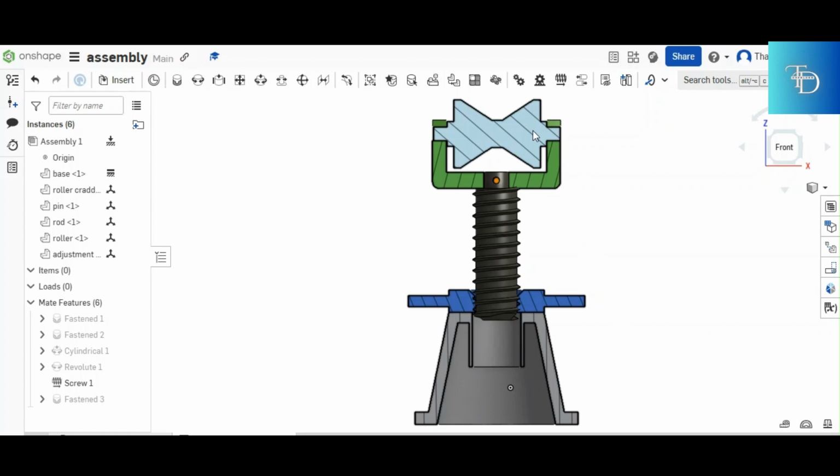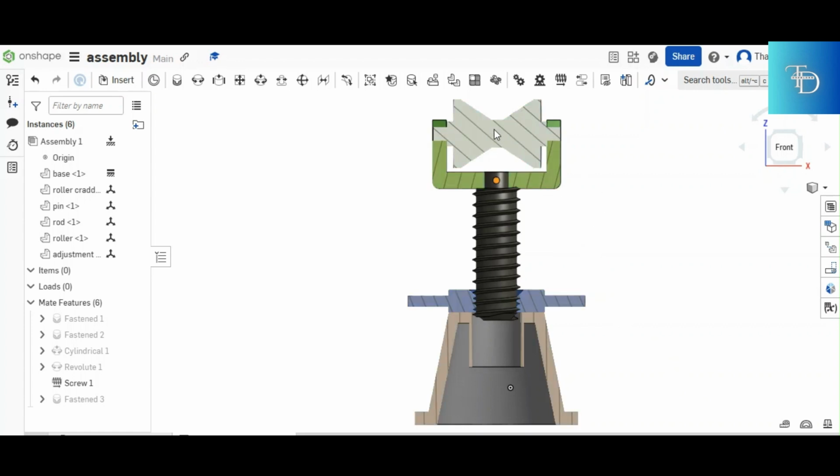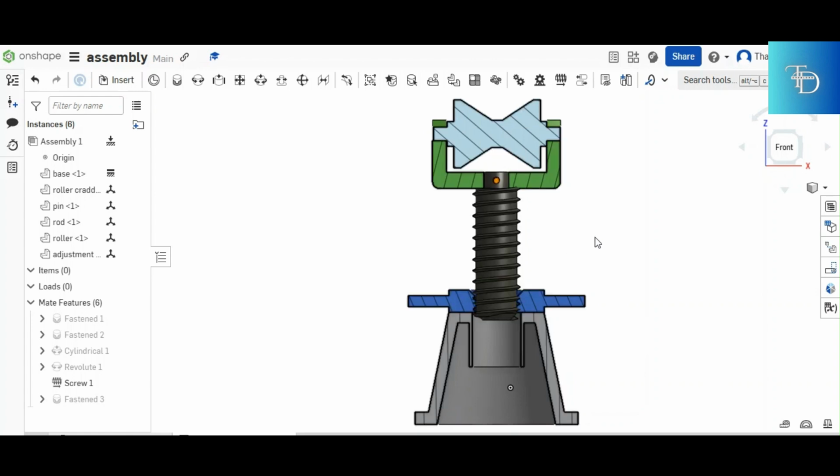So now remember, this was our sectional front view of the roller. This was the sectional front view of the roller cradle, and then this is the sectional front view of the adjustment range, and then we have the sectional front view of the base. So we have the threaded rod right there. The sectioning part doesn't affect the threaded rods, because why, it has threads.